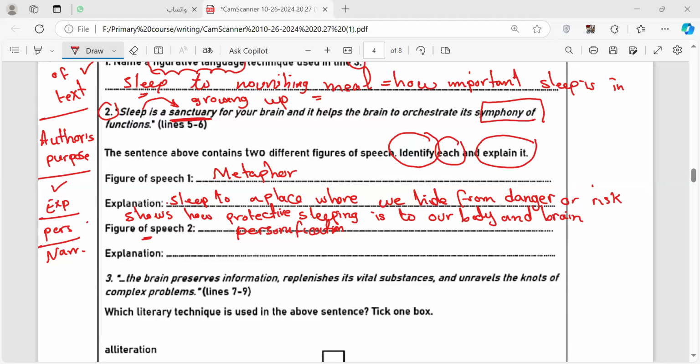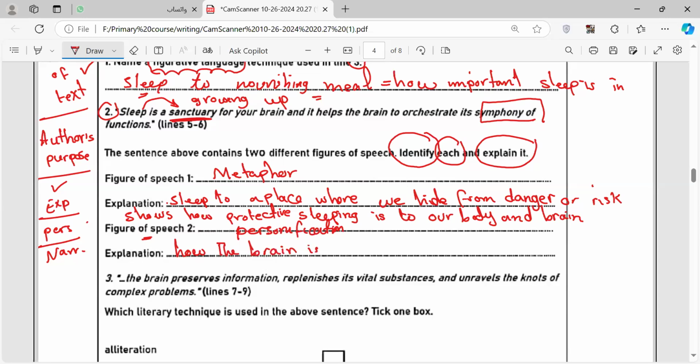All right. This suggests that the brain is very organized to produce the result that it wants. This is a complex process. So what he wanted to show the reader here, the explanation, is how the brain is proficient in processing any task successfully, similar to the symphony of functions. Okay, let's answer the third one.